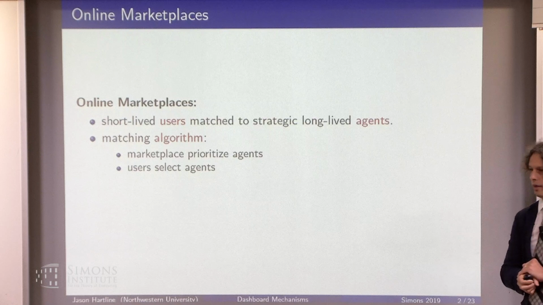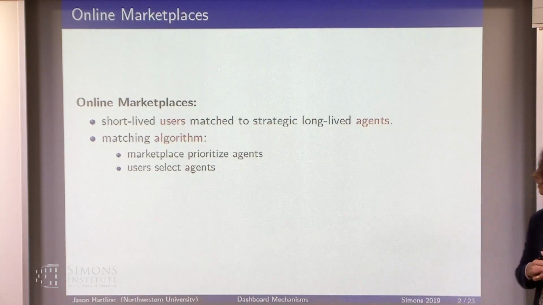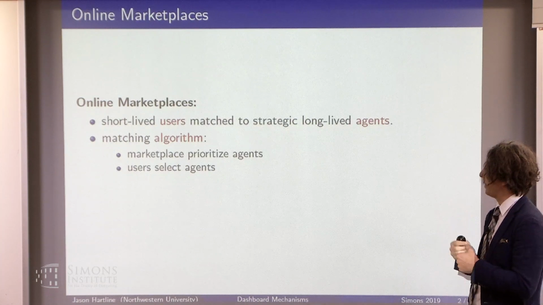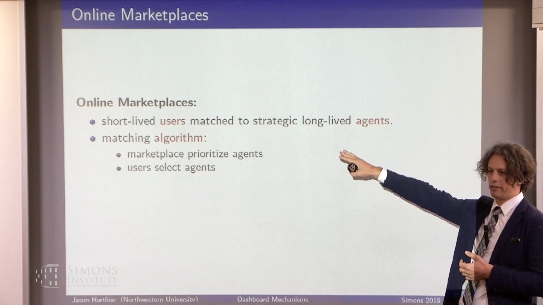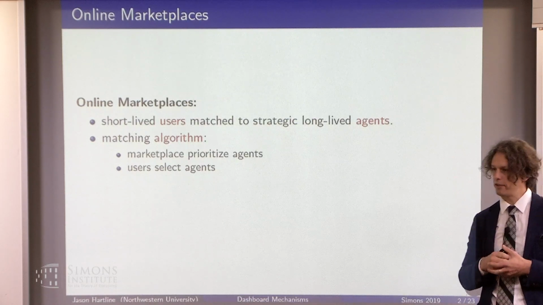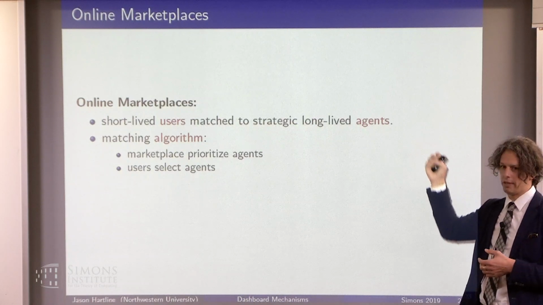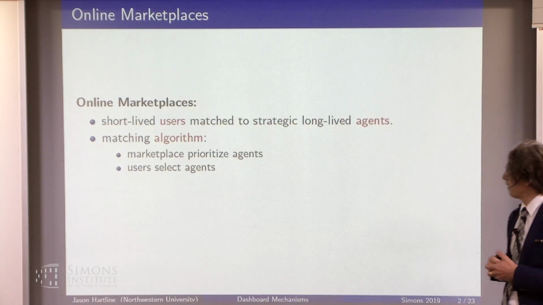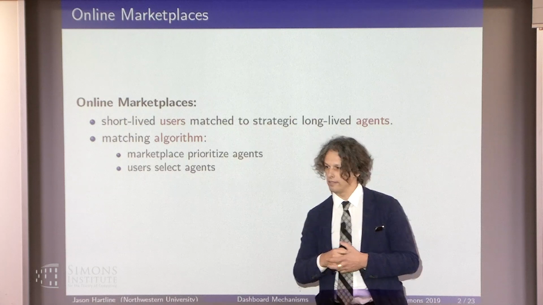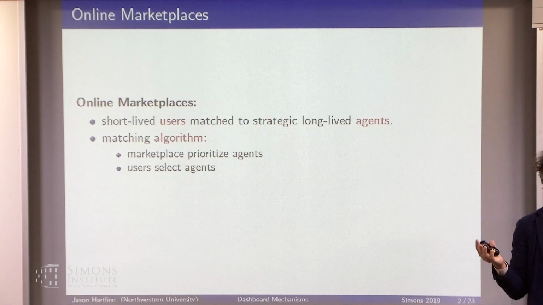Cool. So my interest is generally in online marketplaces and how to make them function better. What I envision with online marketplaces is the following scenario. There are a bunch of short-lived users, and they are matched by the marketplace with strategic long-lived agents. Users might be users on Google and the agents are advertisers, or users might be people searching for a hotel room on Booking.com and the agents might be the hotels. There's some matching algorithm that prioritizes the agents in some way, and then the users show up and make a decision about who they're going to match with.